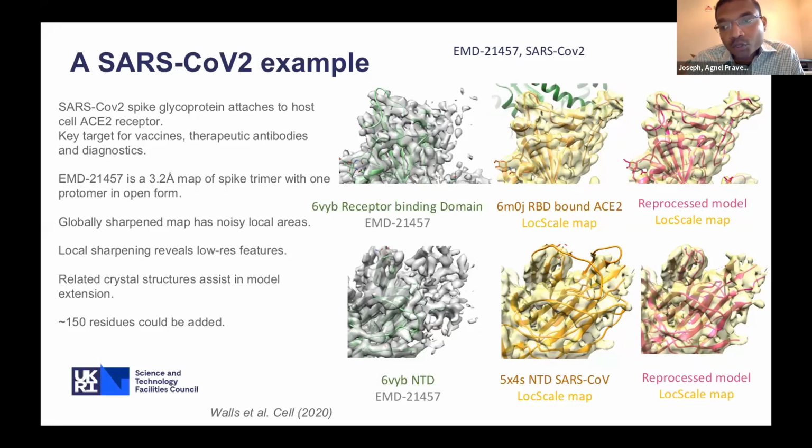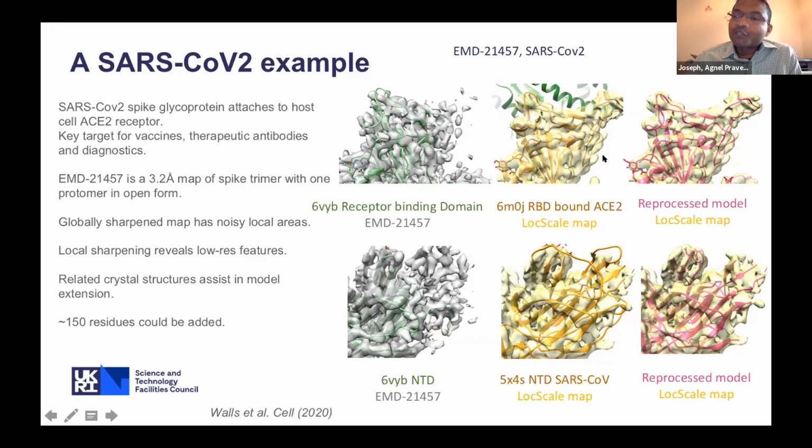And if you use a local sharpening method as opposed to a global sharpening approach, you begin to see more features of the map. So if you see here, the map begins to reveal more features if you do a local sharpening. The yellow colored map is the locally sharpened map.